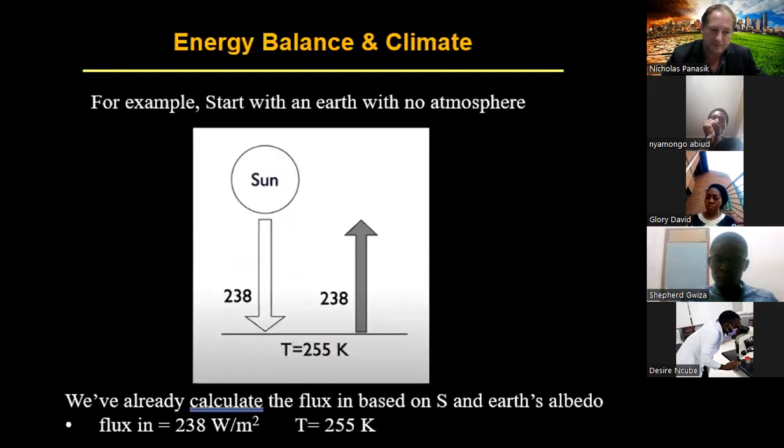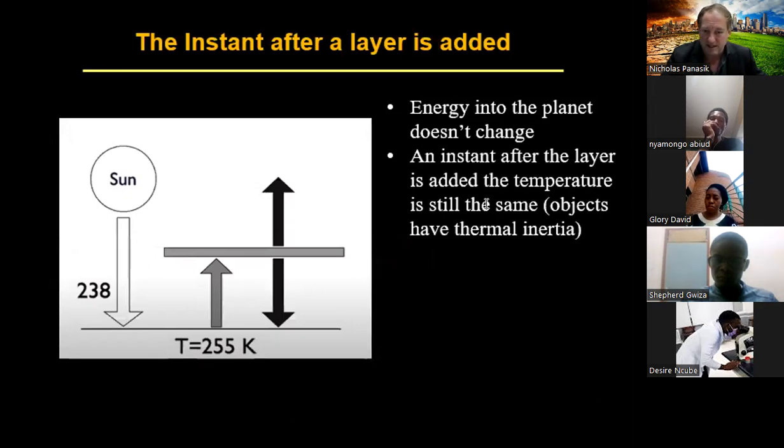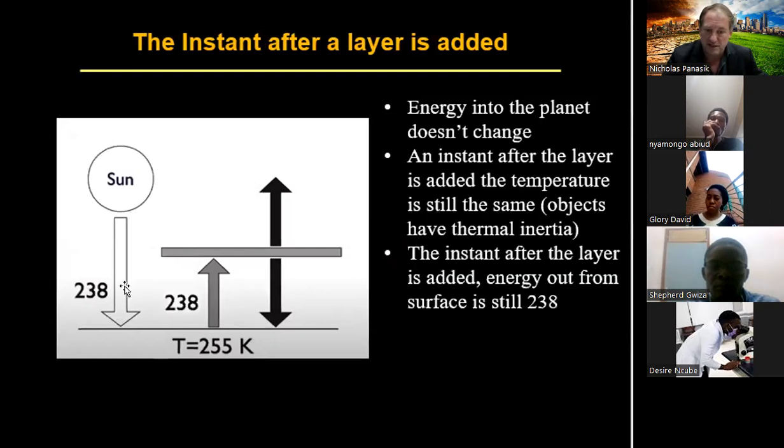Okay. But right now, an instant after, the planet's at 255. Now, we know what the flux will be from it if the temperature's at 255. That was 238. So the planet, since it's still the same temperature, is still emitting the same amount of energy. Now that energy is going to be absorbed by this new instantaneous layer that's just been added, right?